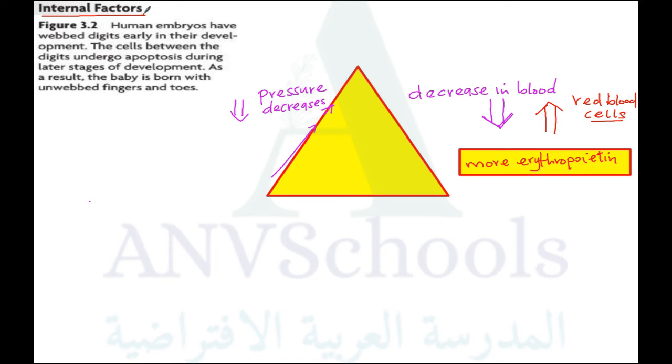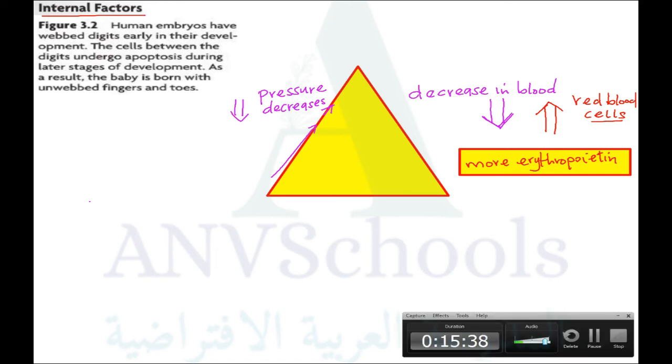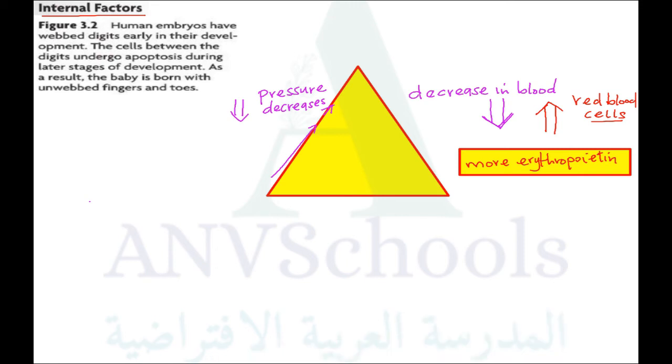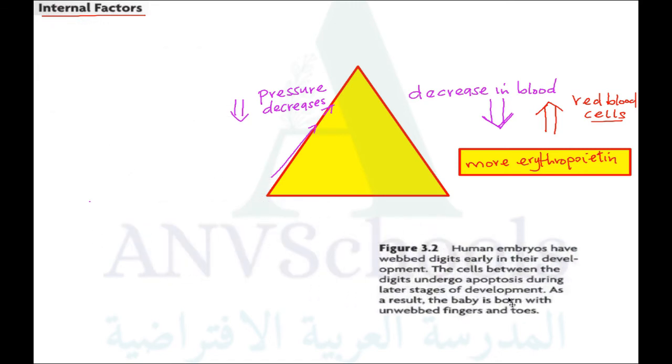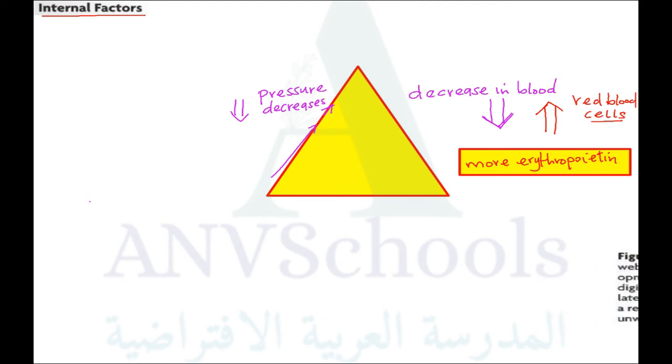So human embryos have webbed digits. Actually, this is not related to what we're going to discuss, so I will put it somewhere. We might be using it at a later time.